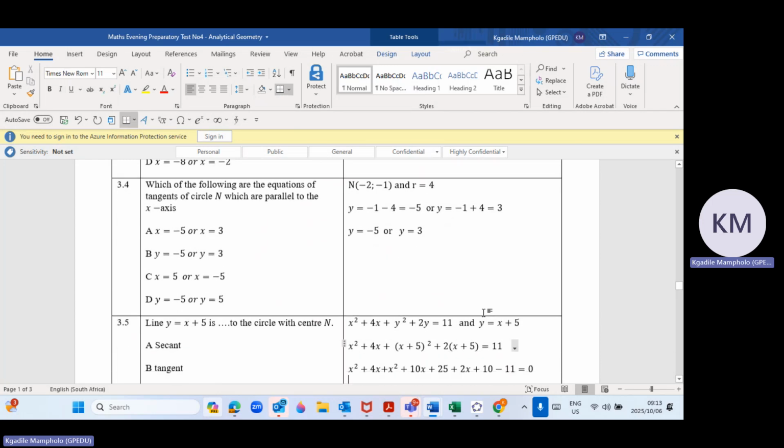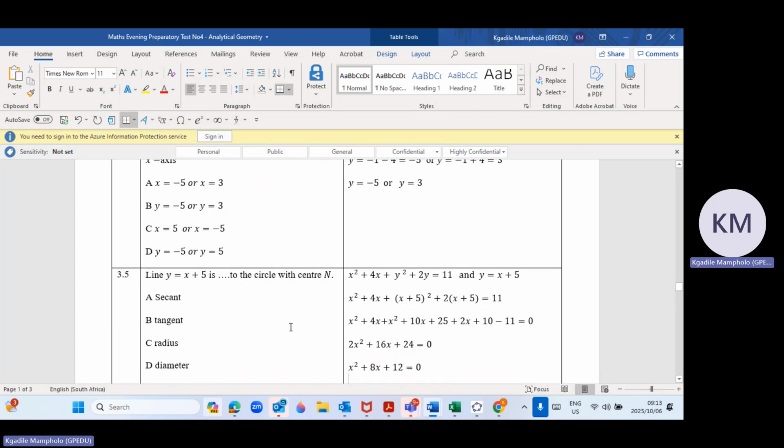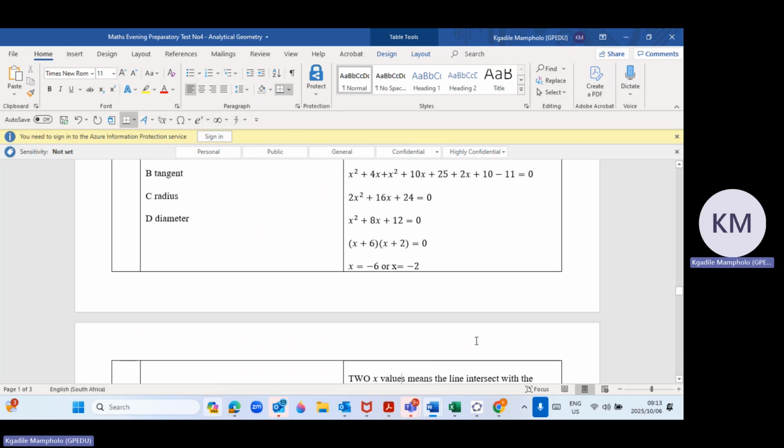Now 3.5. The line y equals x plus 5 is to the circle with center N. Here we want to determine whether the line is a secant to the circle N, a tangent to the circle N, a radius of the circle N, or a diameter of the circle N. Now, if you substitute this line into the circle, where y is x plus 5, it means where you see y, you put x plus 5. Then when you simplify, you'll get this.